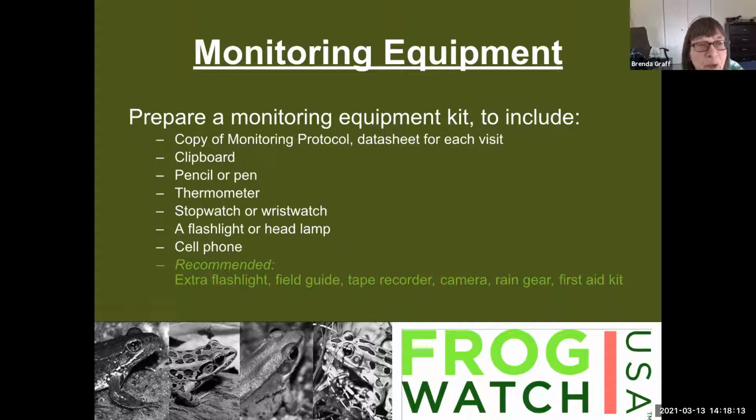A clipboard is helpful to write on, a pencil or pen, a thermometer, a stopwatch, a wristwatch, your smartphone, whatever. If you need a flashlight, go ahead. A cell phone is good. Let's see, a tape recorder. On my smartphone, I've got an app where I can record things. Also, smartphones often have cameras. I guess if you have a first aid kit in your car, that's fine.